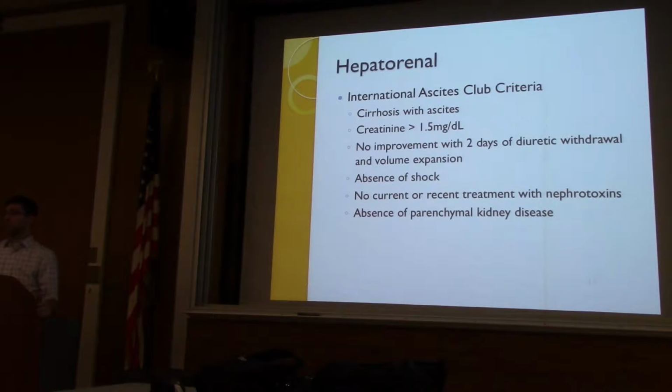Just real quick, the International Ascites Club criteria, I really just like the name of that. The first two, cirrhosis with ascites, that's the liver failure. The creatinine greater than 1.5, that's a new elevation in creatinine, that's the kidney part. And then the next three are really just saying that this is not preload dependent or due to any intraparenchymal lesion in the kidney, parenchymal disease. So you're giving fluids, volume expansion, so that the kidney sees preload, because maybe this is just AKI from a preload dependent problem. And the other ones, nephrotoxin, parenchymal kidney disease, are just saying that the kidneys were otherwise normal.